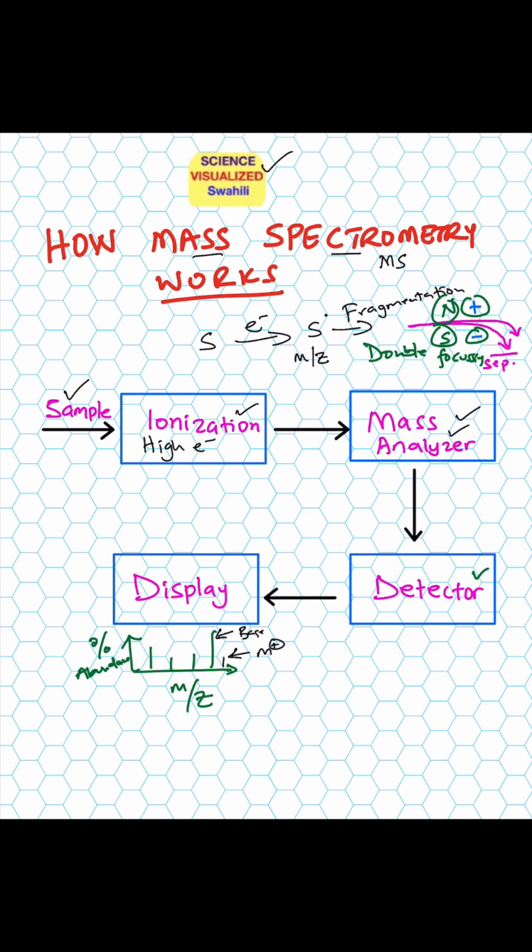Mass spectrometry is very important in identifying the molecular weight of the sample, the size of the sample, the exact mass, and from there the molecular formula.